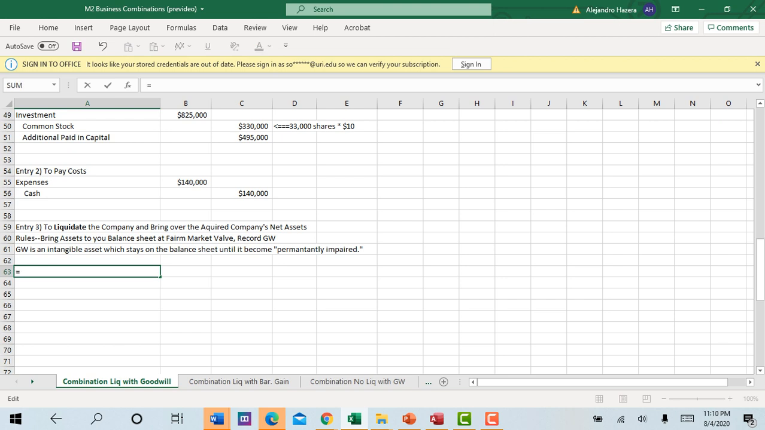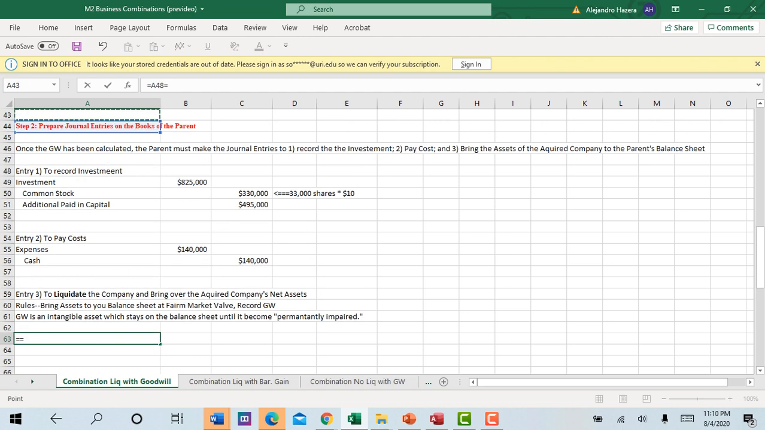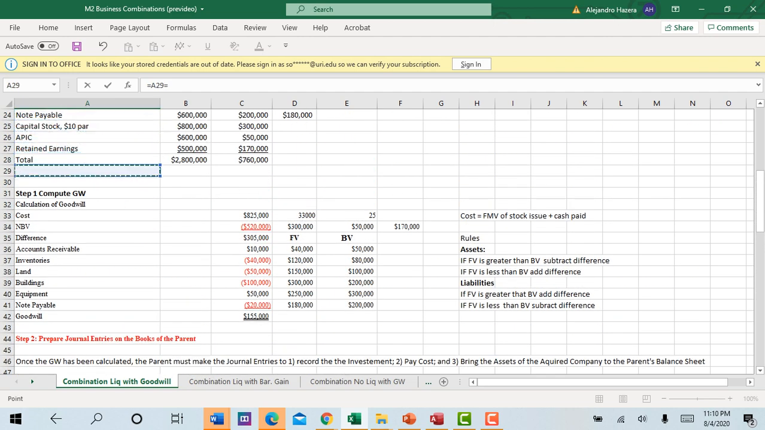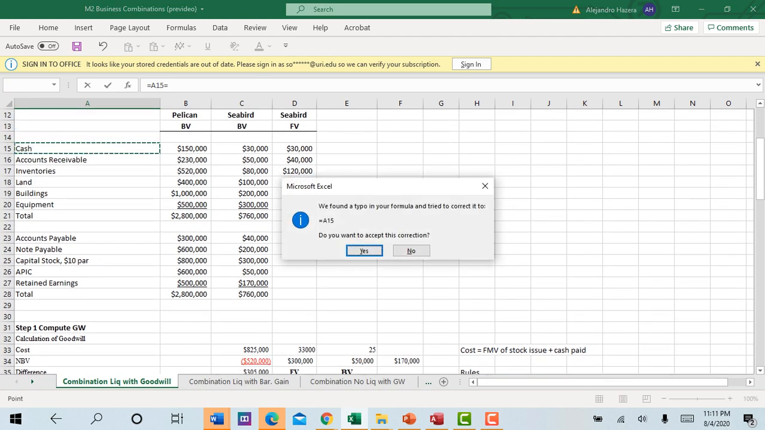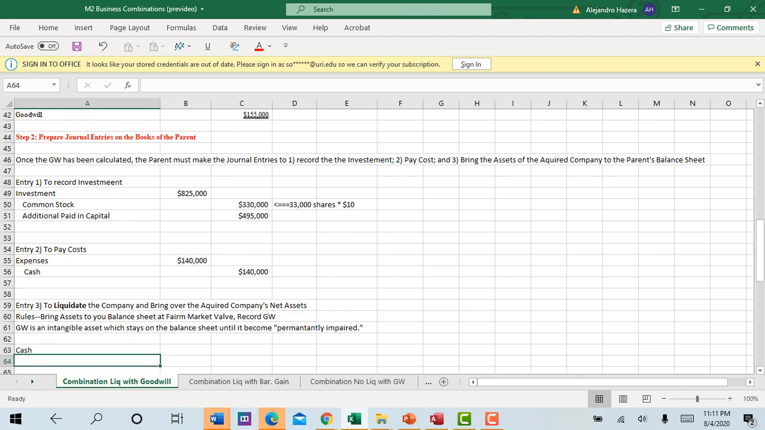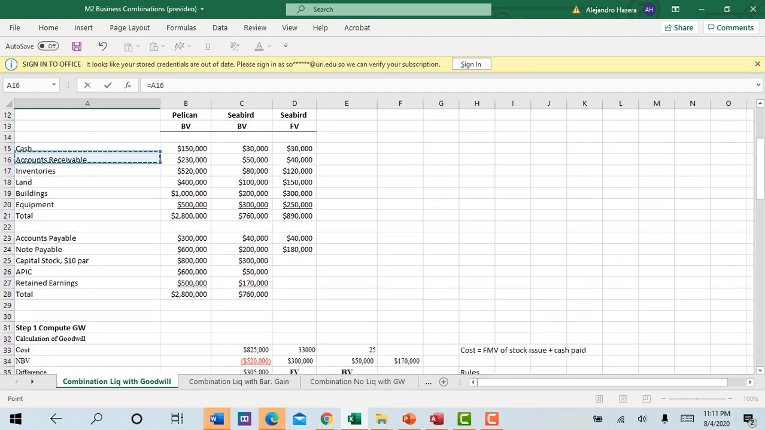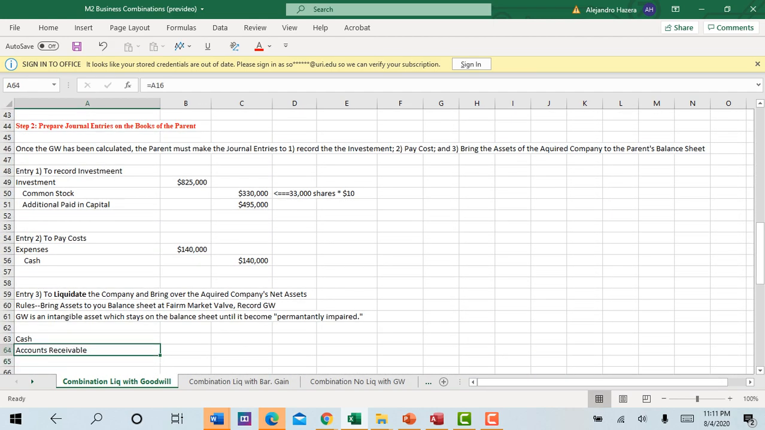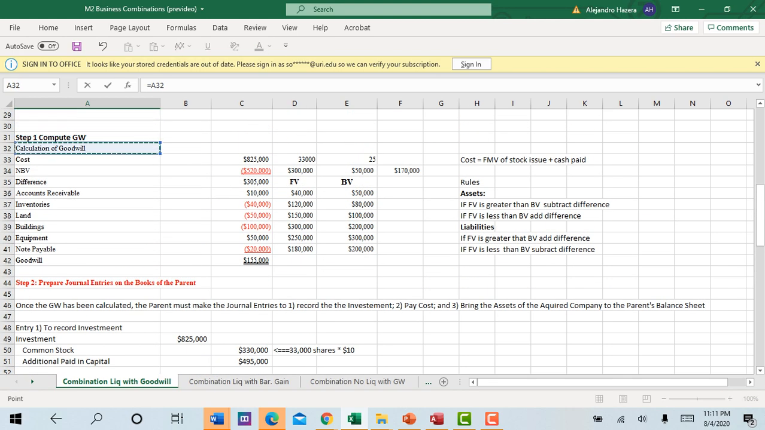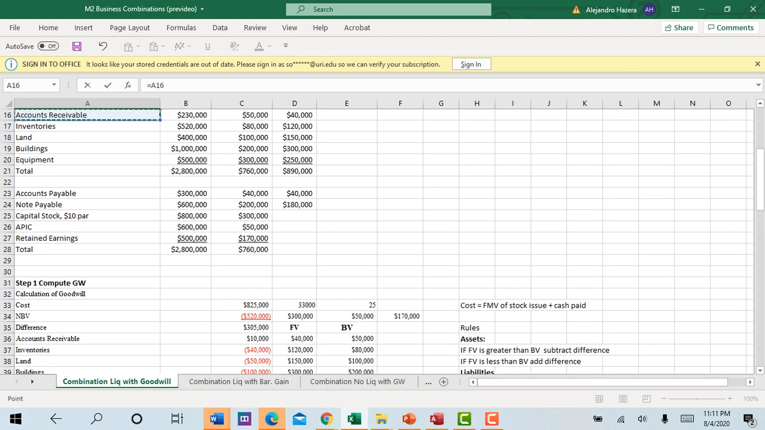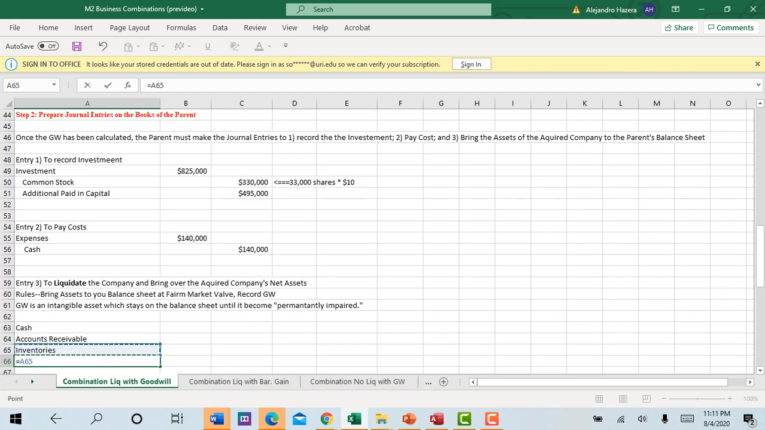Okay, so let's go ahead and just start bringing over all the assets and liabilities of the other company. Okay, we'll just list them out. So let's go back to the balance sheet here. We know that you got some cash. You're going to bring over some accounts receivable. And you have some inventories, and then you have some land, buildings, and equipment.